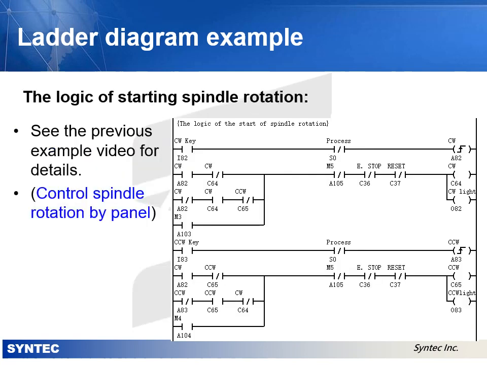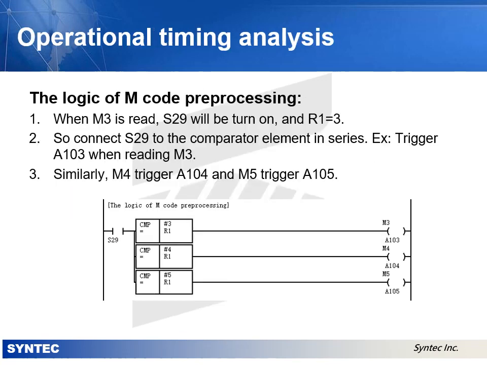The logic of starting spindle rotation. Based on the example of control spindle rotation by panel to expand. For the details, please see the following video. Operational timing analysis. The logic of M-code preprocessing. Because the PLC device will change when the M code is read, the device S29 can be connected in series with the comparator element of register 1, so that we can know which M code is read now.